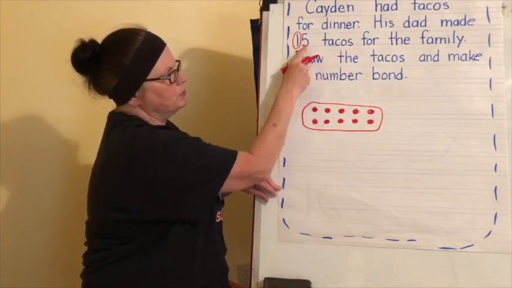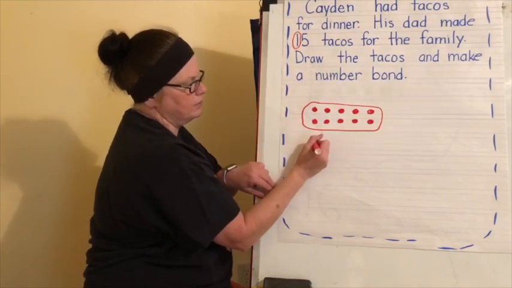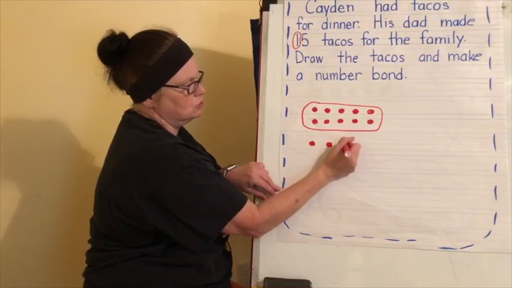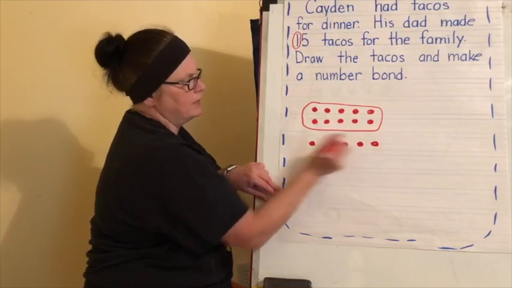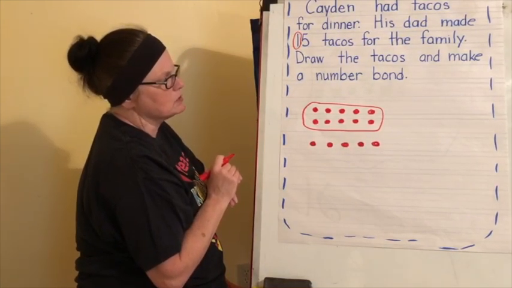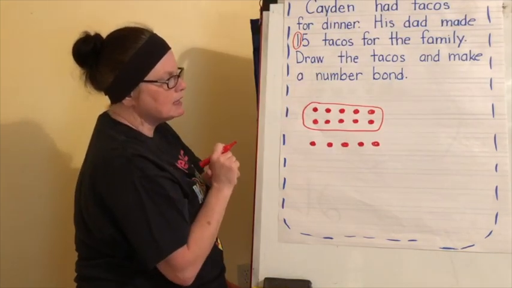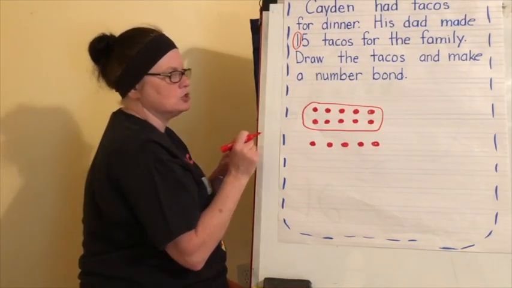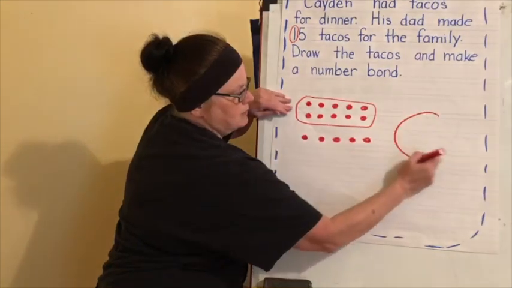And what's my other group going to be? 5. 1, 2, 3, 4, 5. So there's all of my tacos. So I drew my tacos, and the last thing I need to do is make the number bond to show that. So of course I'll make my number bond.